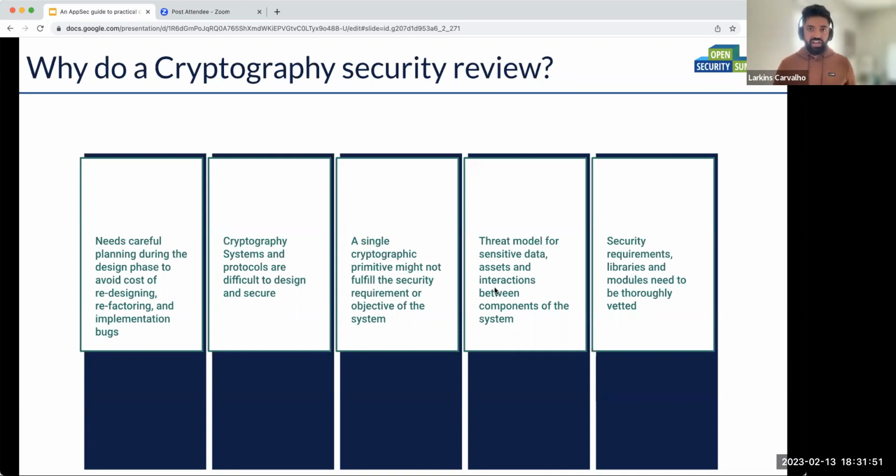Once we have the understanding, while doing implementation, we need to think about what are the security requirements in terms of libraries we are going to use. Are these libraries used and maintained by our industry? We need to thoroughly vet the libraries we are using.